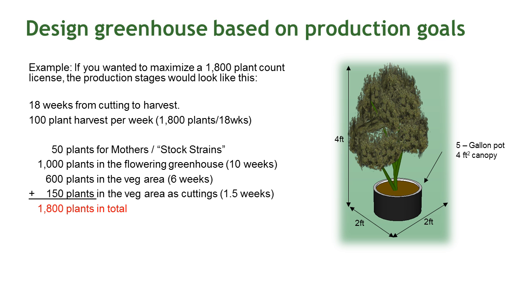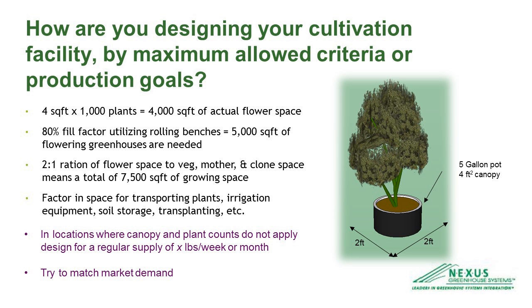Still in the same example, if we were going to have 1,000 plants in flower, and each plant was going to be roughly 4 square feet, we would need 4,000 square feet of actual flowering canopy space. If the grower decided to use rolling benches that filled 80% of the floor space of the greenhouse, he would have to divide that 4,000 square feet by 80% to come up with 5,000 square feet of actual flowering greenhouse floor space.